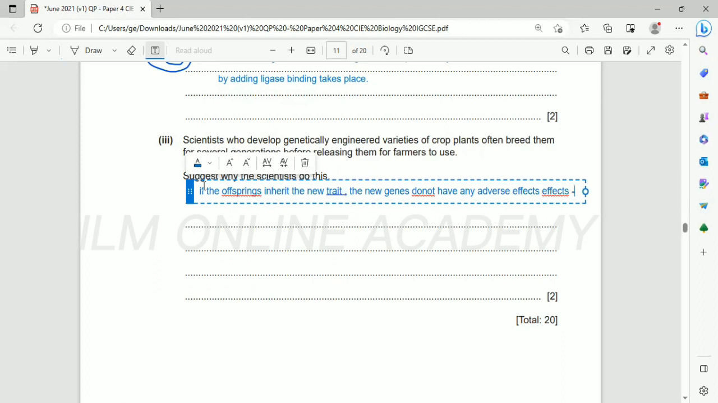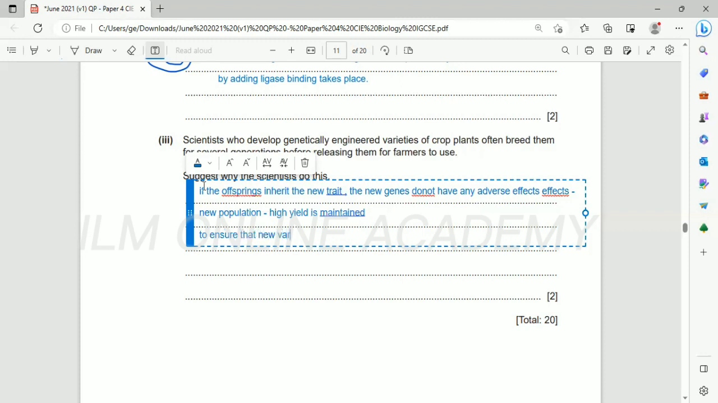Or the new variety is maintaining the high yield that the plant had before it was engineered. So in the new population, high yield is maintained, and to ensure that it can actually grow in field conditions.